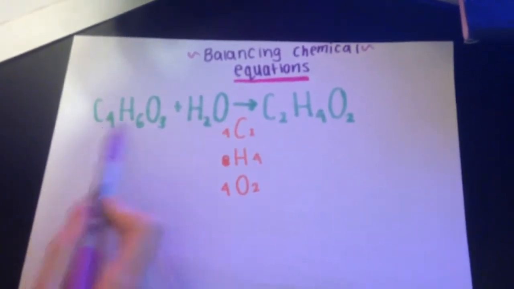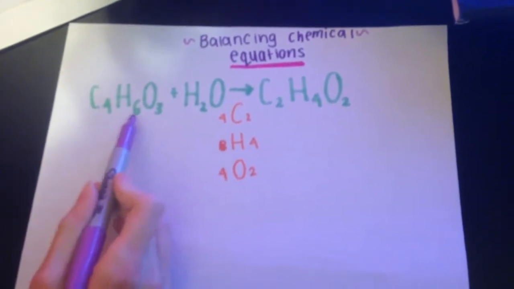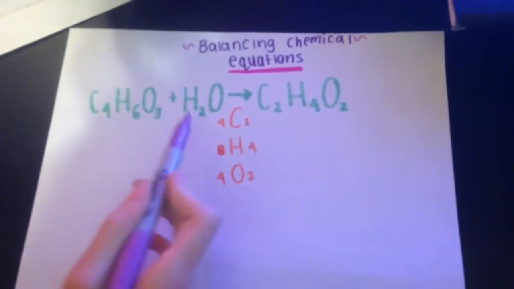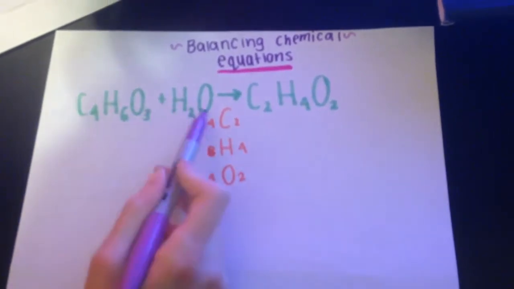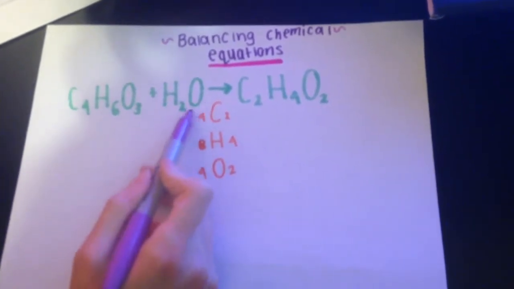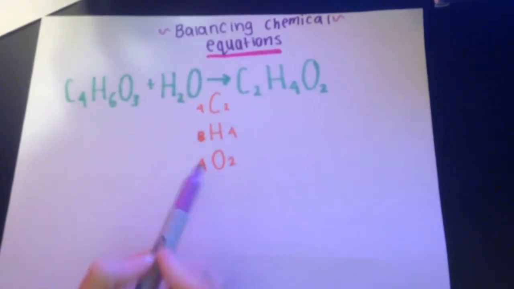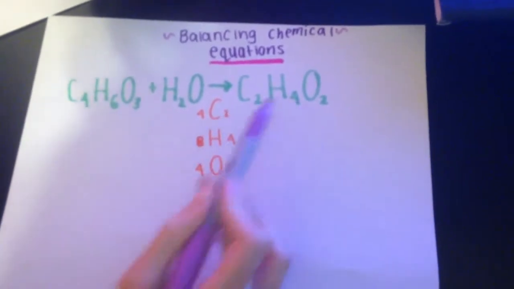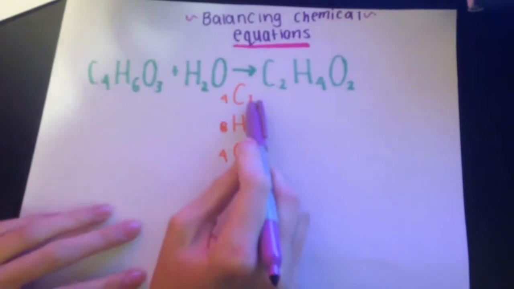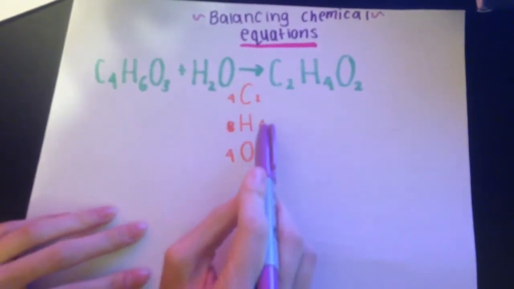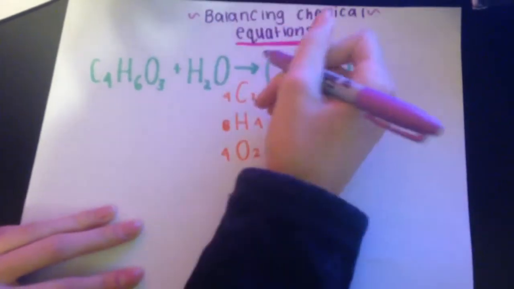So carbon, there's 4, so we're going to write a 4. Hydrogen, there's 6, but then there's 2 more right here. So 6 plus 2 is 8. And then oxygen, there's 3 here, and there's no subscript right here, so that means there's just 1. So 3 plus 1 is 4. And on this side, there's 2, 4, and 2. So right here, since 2 times 2 is 4, 4 times 2 is 8, and 2 times 2 is 4, we can just add a 2 right here.